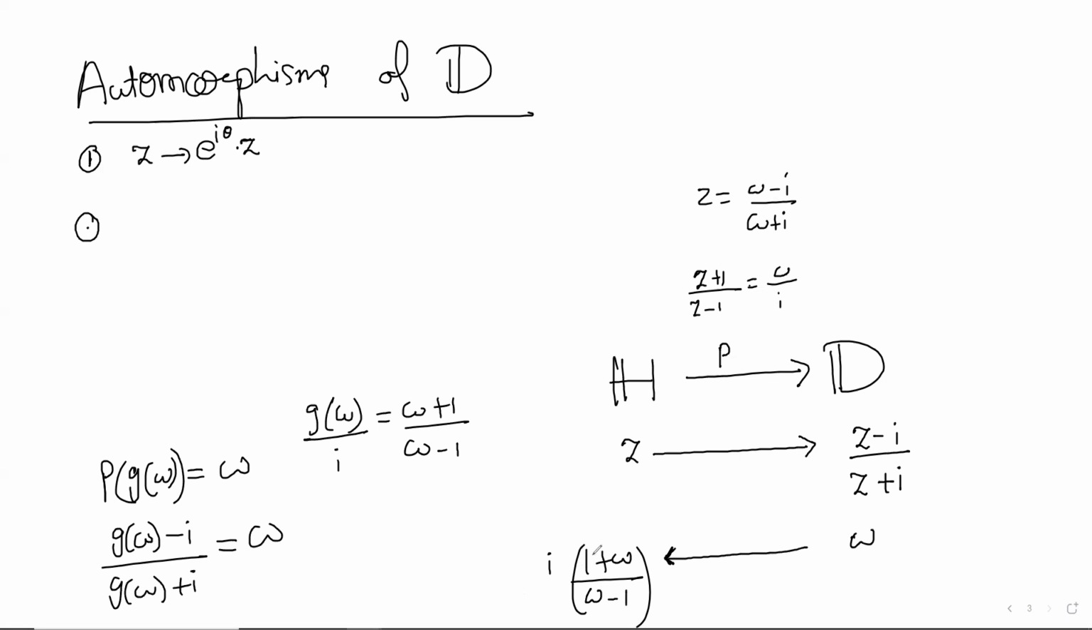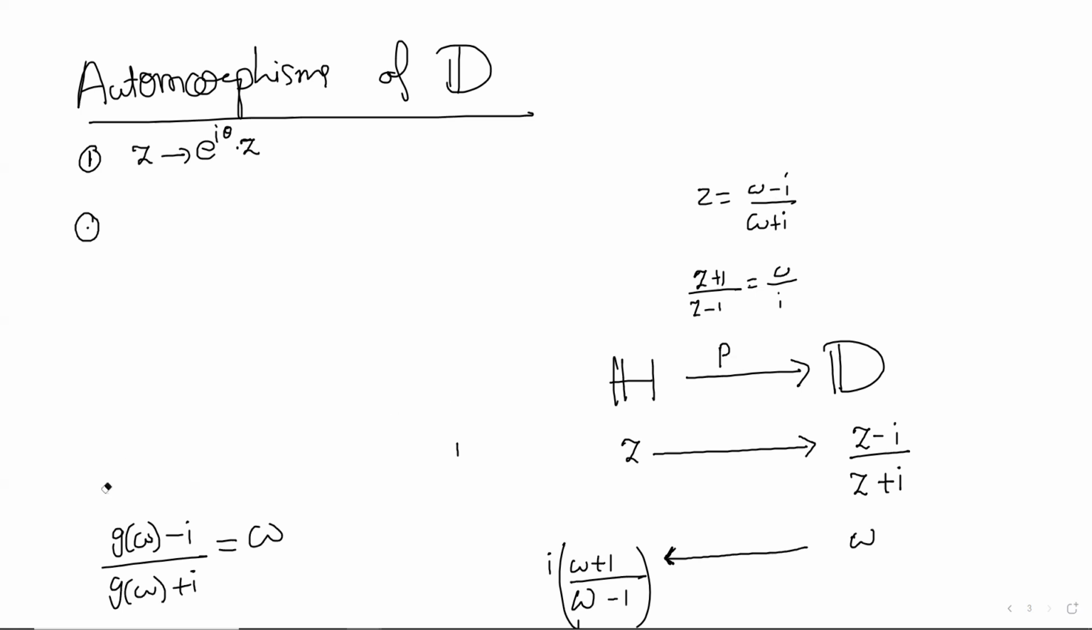Right, that's what I wrote, I think. Okay, no problem. So this is W plus 1, W minus 1. Yeah, this is correct, right? Yeah. Okay, so this is the inverse.